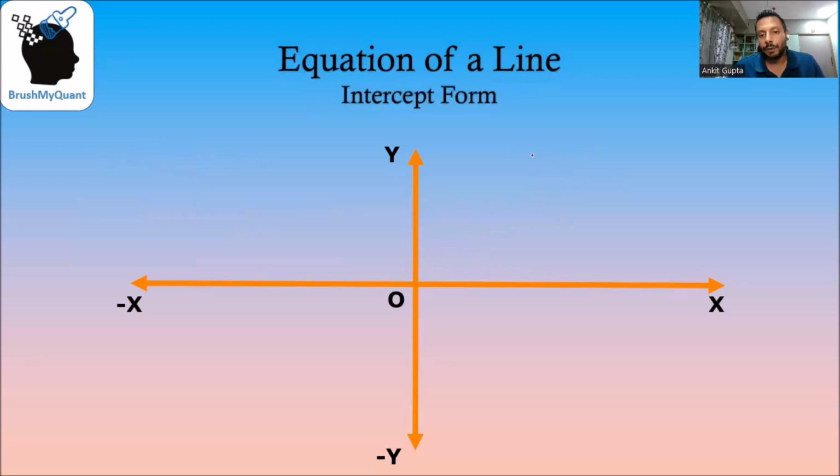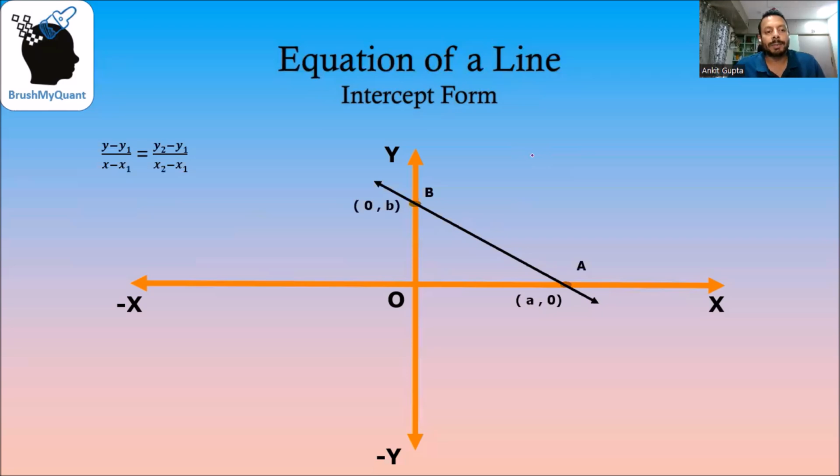Now let's see the intercept form of the line. So let's say there's a line which is cutting the x-axis at point A, which is A, 0, and the y-axis at point B, which is 0, B, making A, 0 the x-intercept and 0, B the y-intercept. Let's use y minus y1 by x minus x1 is equal to the slope formula as the equation of the line. And let's substitute the values of x1, y1 as A, 0 and x2, y2 as 0, B, so that we get y minus 0 by x minus A is equal to minus B by A.